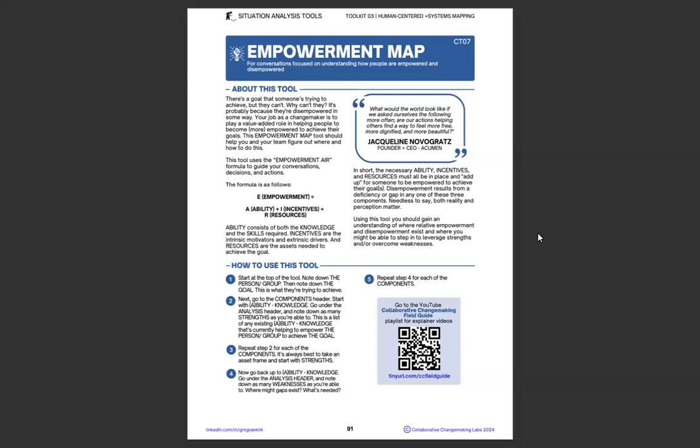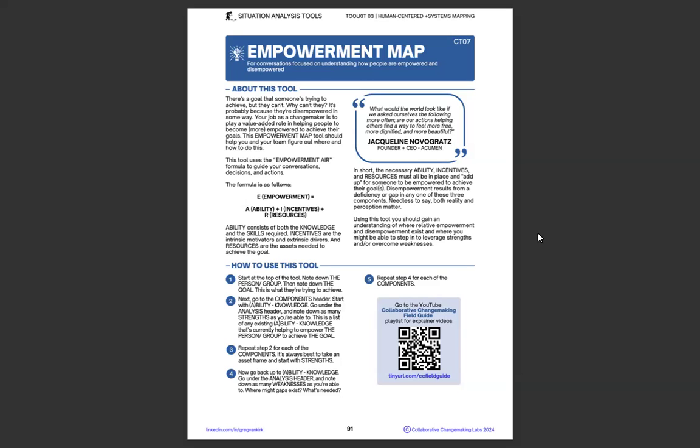Hello, this is Greg Van Kirk, and I wanted to take a few minutes here to walk through the empowerment map, collaborative change-making tool. This is one of the situation analysis tools, so you can see there at the top. And this is in toolkit 3, human-centered and systems mapping of the collaborative change-making field guide. So the empowerment map, starting at the top here.